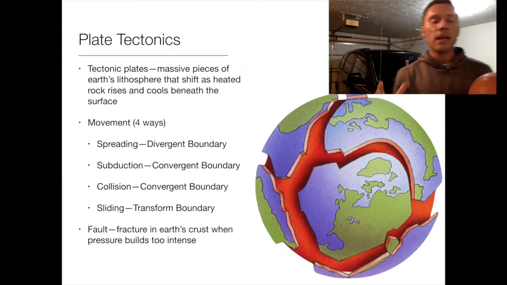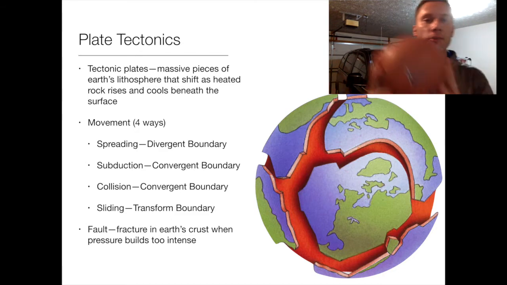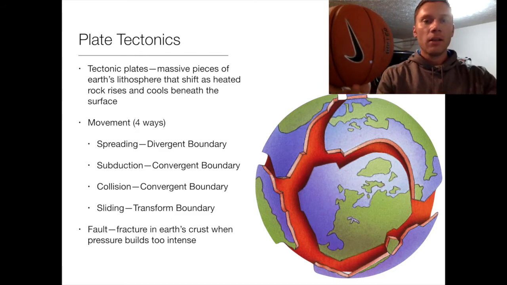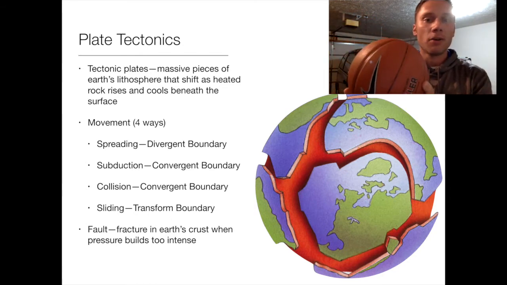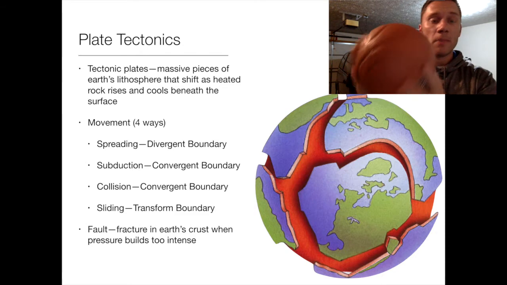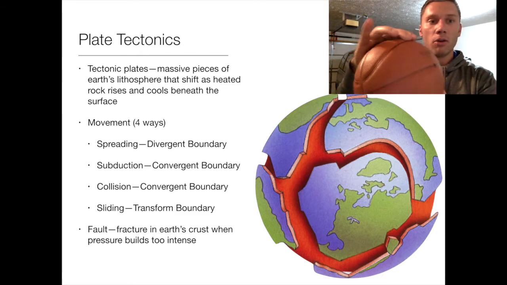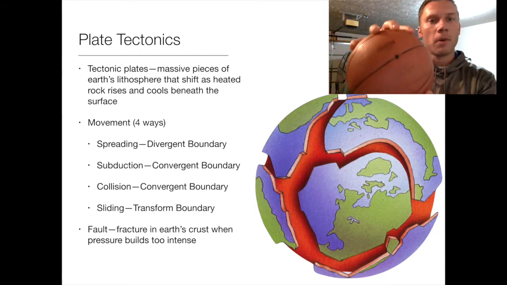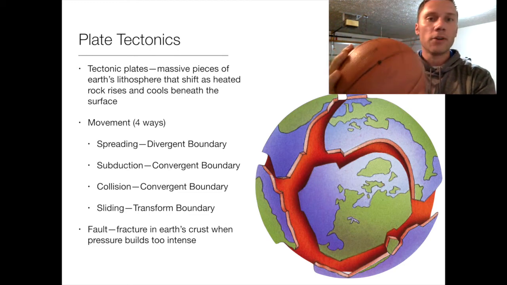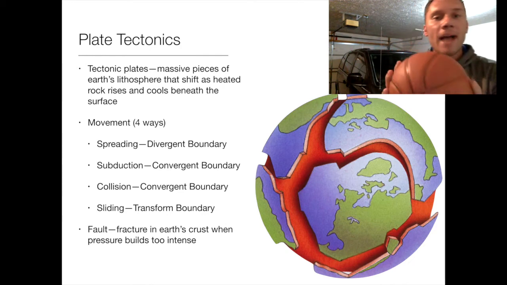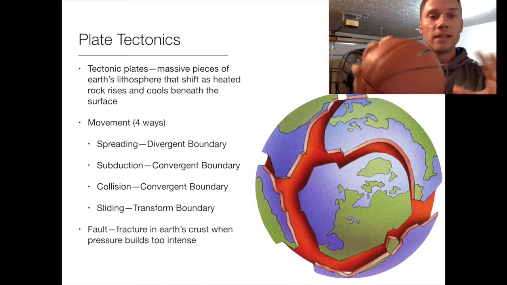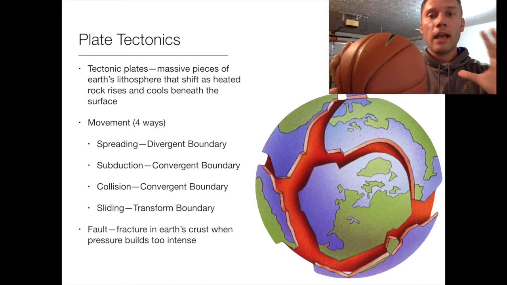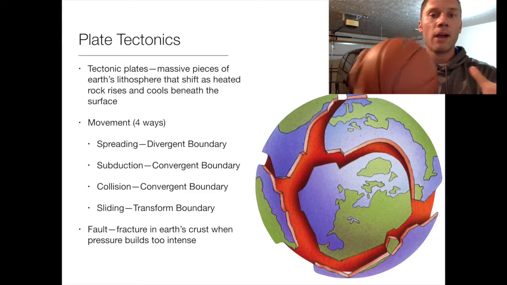So plate tectonics, essentially what happens here is that we have our Earth, and underneath what we see as the ground layer are a number of plates. They're called tectonic plates. Very similar as you see on this basketball, where there are lines all over it, and if we were to take this basketball apart, we could peel apart each of those layers and they make up a specific part of the surface. So those tectonic plates are massive pieces of our lithosphere that shift as they sit on top of the heated rock, and they can move all around our globe.